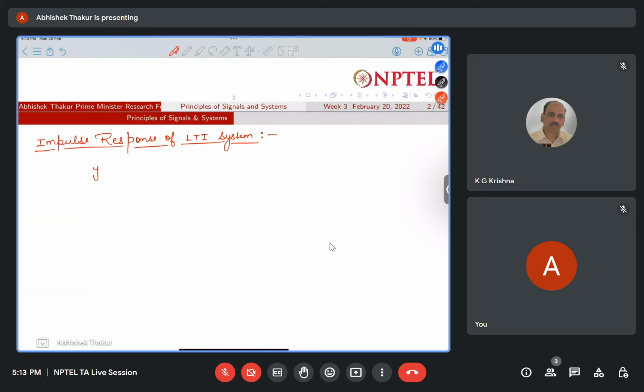So let the output y[n] of a discrete time system be given as, let's suppose the input x[n] is given and the output is y[n]. So the output y[n] can be written as x[n] convolution with h[n], or you can write it as h[n] convolution with x[n]. As we've already studied last time, convolution has the commutative property. So you can do it either way, either x[n] convolution h[n] or h[n] convolution x[n].